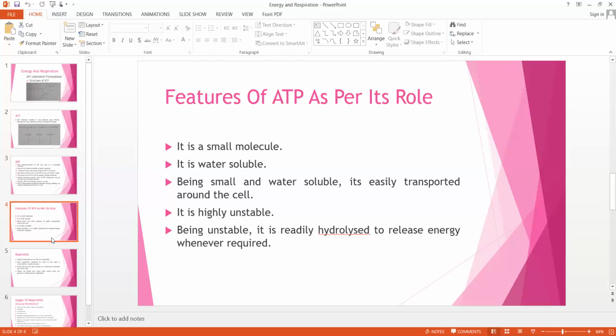Thirdly, it's highly unstable. Of course, we can understand that when we say ATP is the immediate donor of energy, it means whenever energy is needed, it has to be quickly hydrolyzed. So because of its high instability, being unstable, it is readily hydrolyzed to release energy whenever required.